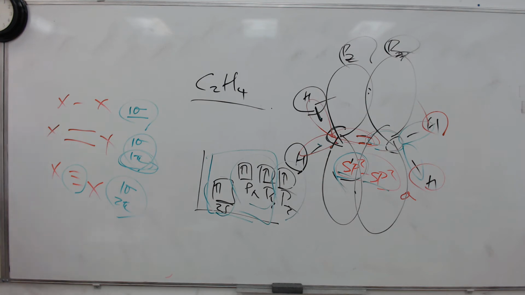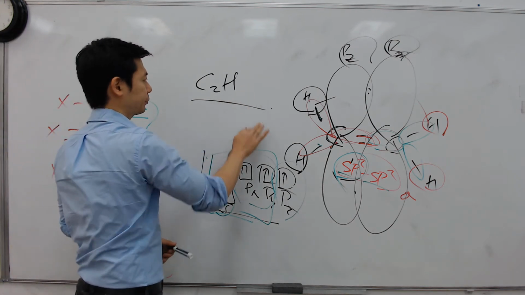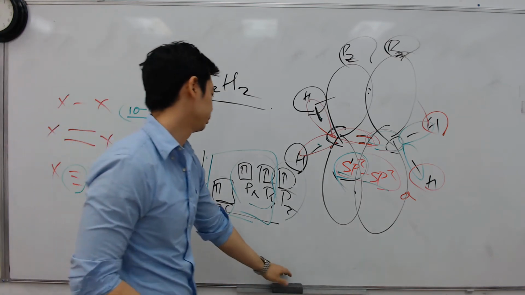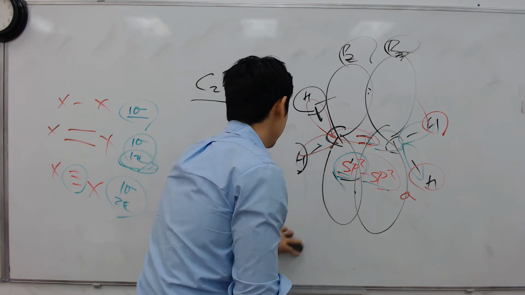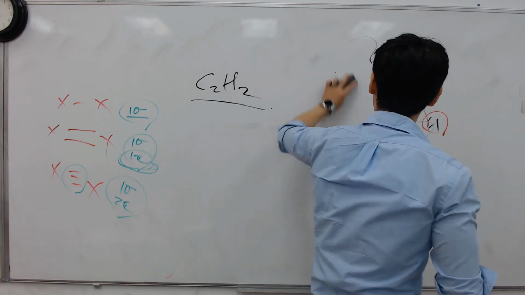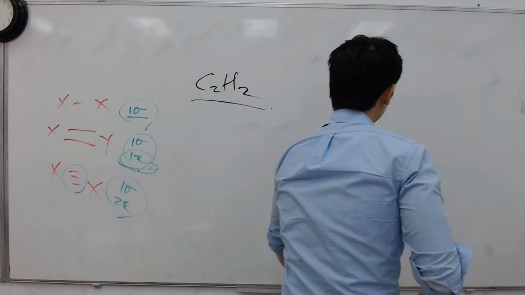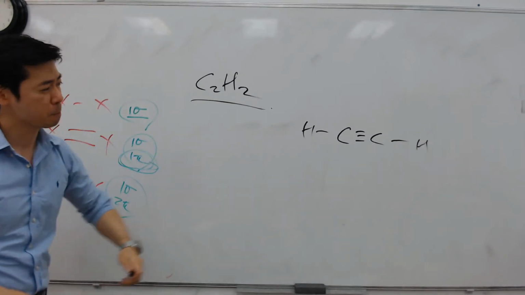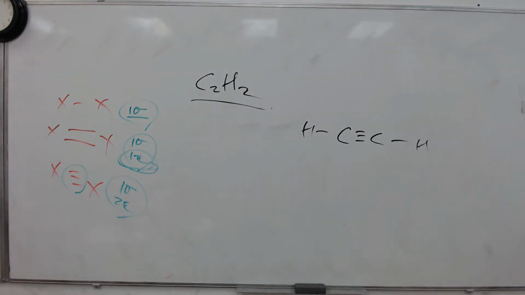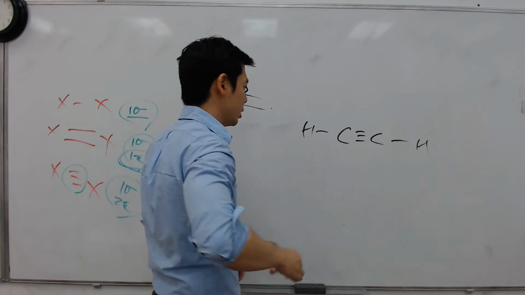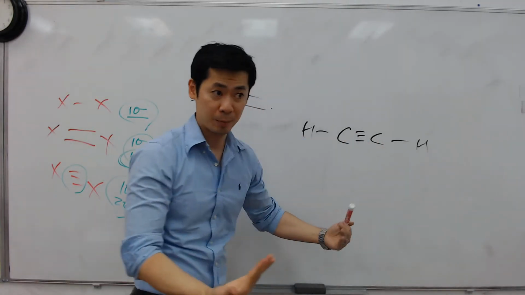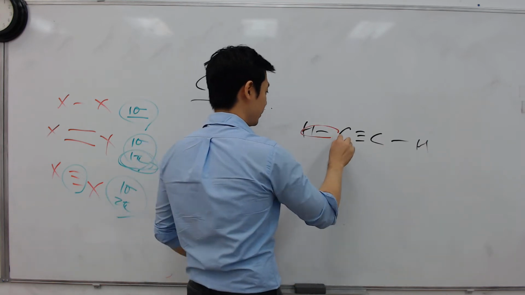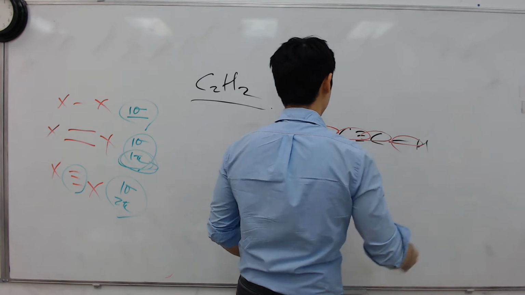So let's take a look at, guys, C2H2. Look at this. If you draw this, it's a triple bond. That's what it looks like. You see that, guys? It becomes more obvious now, right? If you look at this, this carbon is sp hybridized, right? This carbon is also sp hybridized. So sp is linear. This is linear.